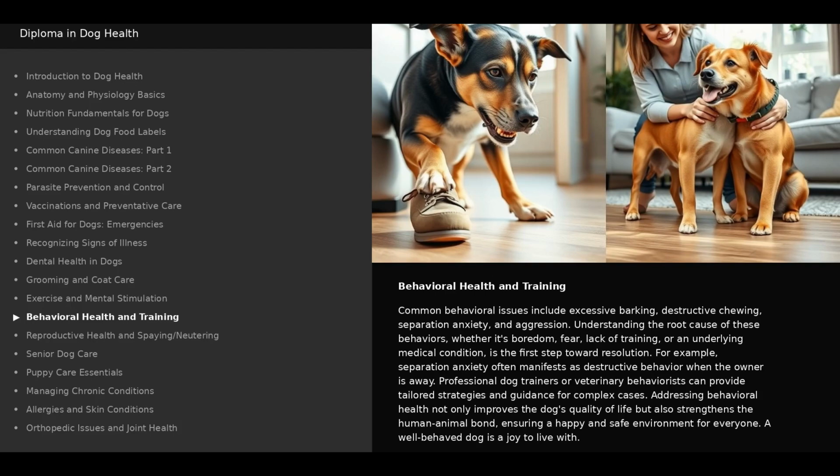Professional dog trainers or veterinary behaviorists can provide tailored strategies and guidance for complex cases. Addressing behavioral health not only improves the dog's quality of life, but also strengthens the human-animal bond, ensuring a happy and safe environment for everyone. A well-behaved dog is a joy to live with.